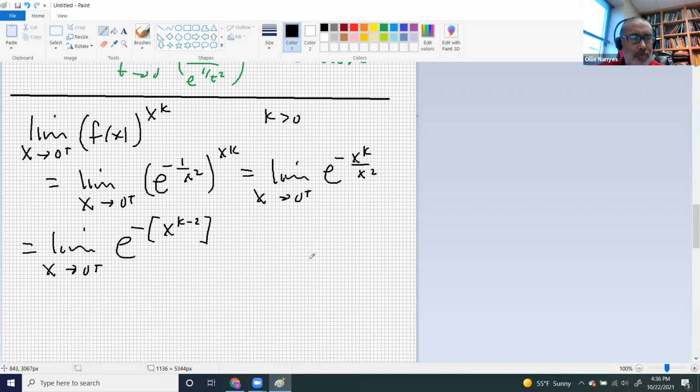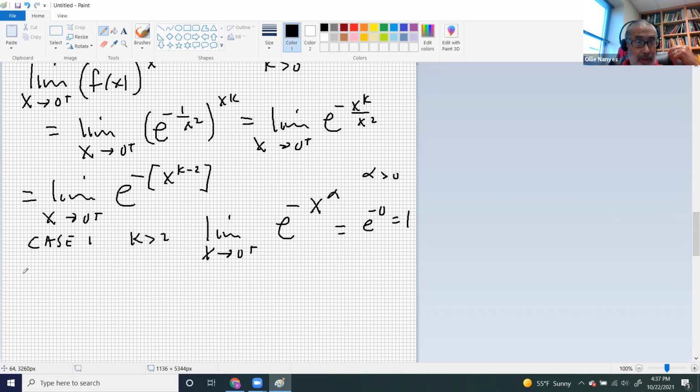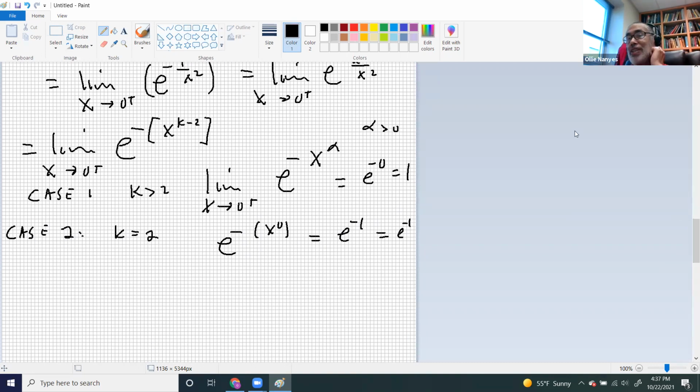Now, this is not hard to do because let's look at the various cases. Case 1, if k is bigger than 2, then the limit as x approaches 0 from the right of e to the minus x to the alpha, where alpha is a positive number, is in fact e to the minus 0, which is 1, what we always got here. Now, case 2 might be more trivial, but if k were actually equal to 2, well, x to the 0. You might say, oh, come on, you sort of canceled this from the get-go when you got a constant function. I know that.